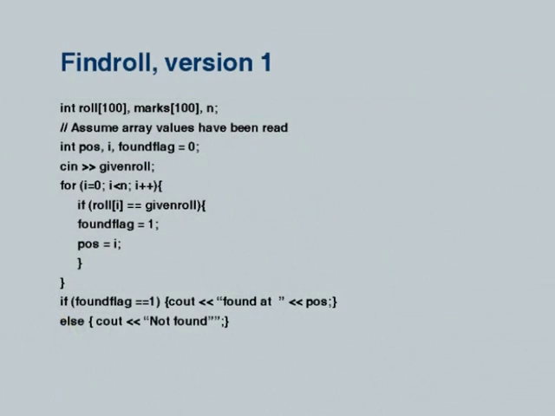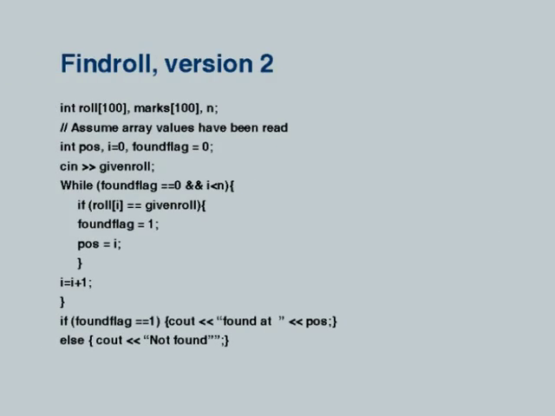However, even this program suffers from the fact that I am unnecessarily making comparisons even after locating a fellow. If I don't locate a person throughout these iterations, then it makes sense that I have not found anybody, so I say else not found. However, if I have found somebody, let's say the first roll number itself was the given roll number, then I am unnecessarily looking at n minus 1 students because I already found one. So I will change this now.